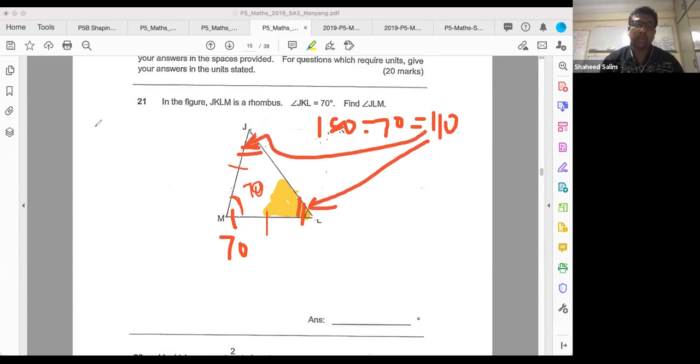So what must you do? You must divide this by 2. Why divide by 2? Because these two angles are the same, at 55. I hope you get it.